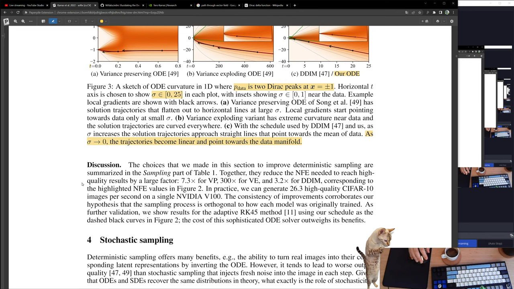Sorry about that. High quality results, blah, blah, blah. They can generate high quality images per second on a single NVIDIA V100. So this really doesn't mean anything. CIFAR 10 is a 32 by 32 image, and an NVIDIA V100 is absolutely massive. So you're generating the smallest possible image on the biggest possible GPU. So I think there's probably a lot of room to improve that in terms of speed.